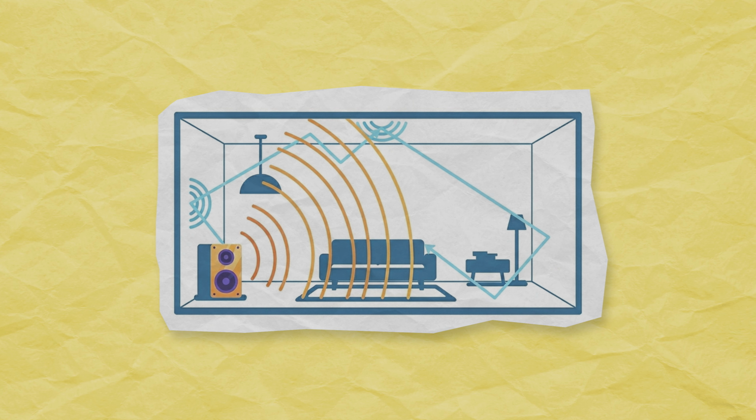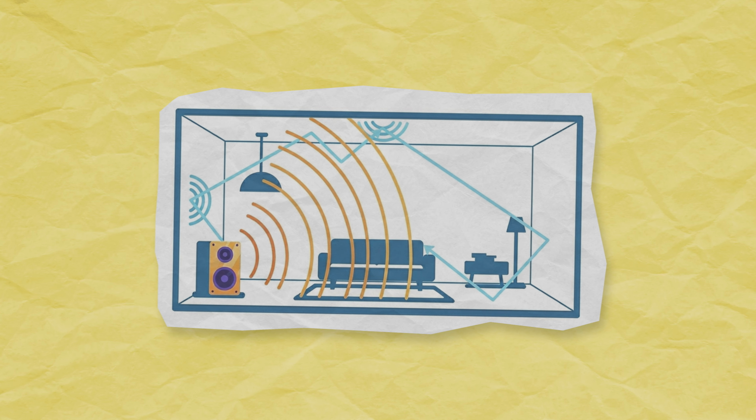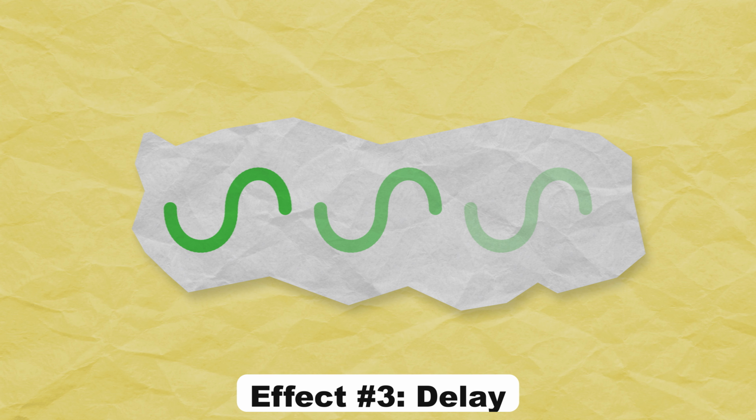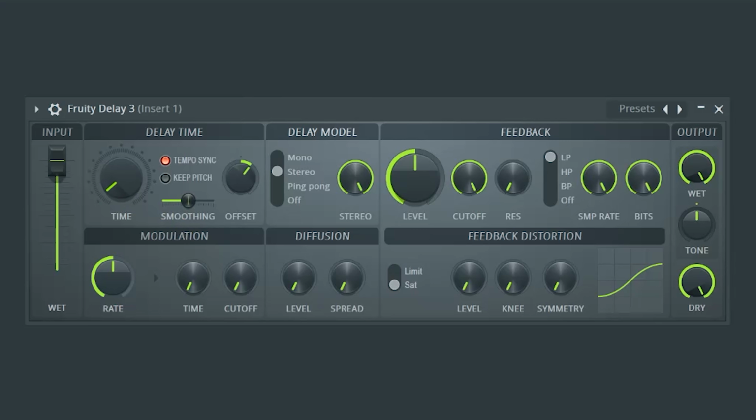In the real world, sound doesn't only travel to your ears once. It bounces off surfaces and reaches your ears multiple times. Delay mimics this by repeating your sound at set intervals of time, making it feel like it's moving in a space. So if I set a delay to repeat every 4 beats, you'll hear an atmospheric echo effect.